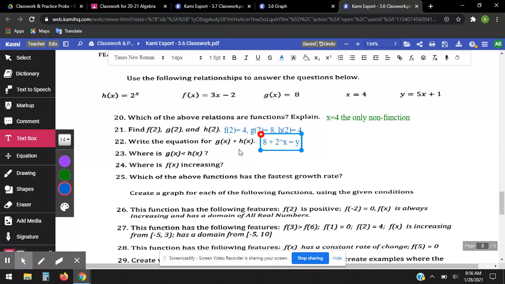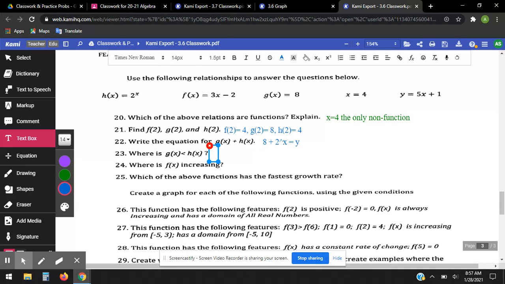Now I've got my answer. All right, where is g of x greater than h of x? Well, let's see here. G of x is 8. So we know that no matter what, it's going to be 8. So at what point does h of x get higher than 8? Well, 2 to the first is 2. 2 to the second is 4. 2 to the third is 8. Well, that's when they're equal. So anything bigger than 3 would make this one get larger.